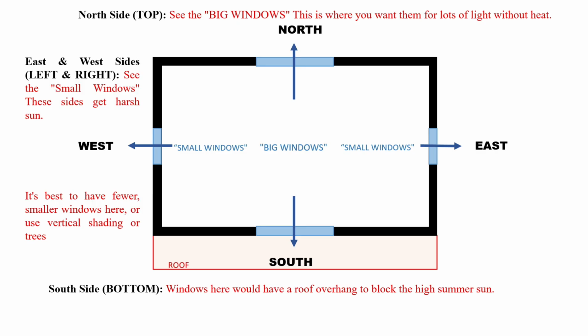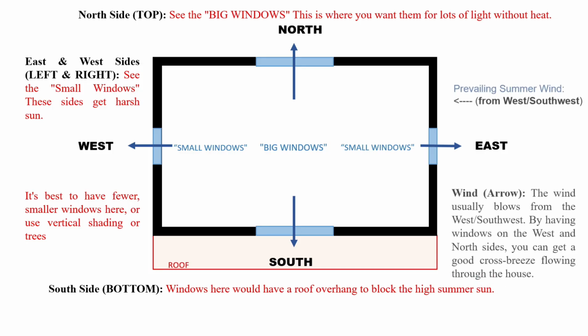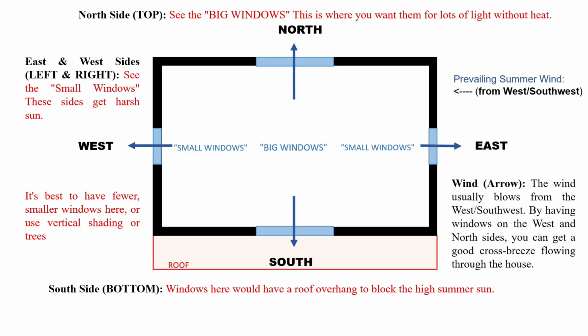Wind. The wind usually blows from the west/southwest. By having windows on the west and north sides, you can get a good cross breeze flowing through the house. By following these simple ideas, your building will stay cooler naturally, and you'll save energy on air conditioning.